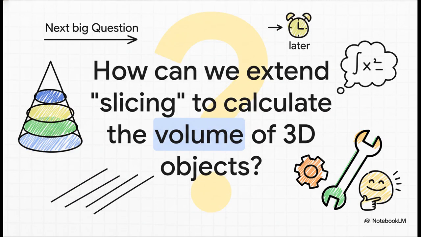And this whole idea of slicing things up naturally leads to the next big question. We figured out how to find a 2D area by slicing it into 1D lines. So, what happens if we take a 3D object and slice it up into 2D areas? How could we use that to find its volume? But that's a story for another explainer.